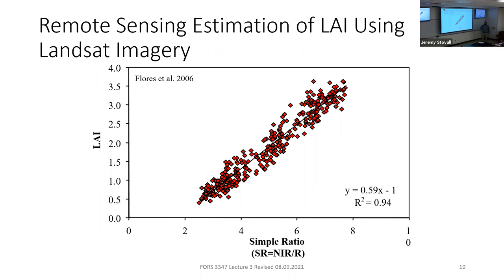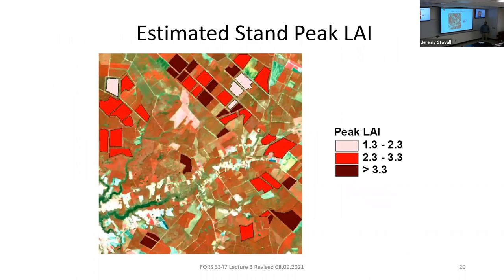Much cheaper, much easier. But now you can feed that into your GIS. So here's Landsat imagery in East Texas. Acres, you're going to get a budget for this year. Your budget's going to tell you, okay, we think we can afford to fertilize 5,000 acres. Give me a list of your highest priority stands to fertilize.